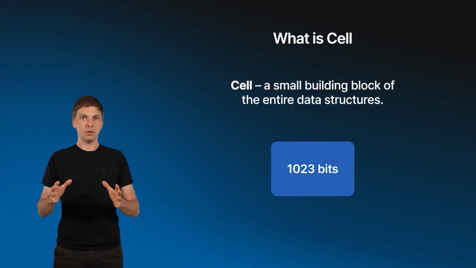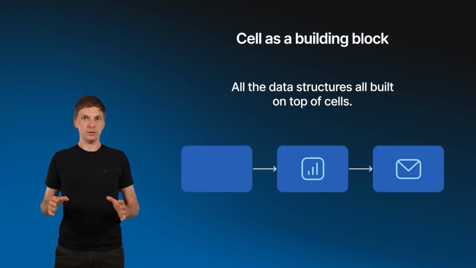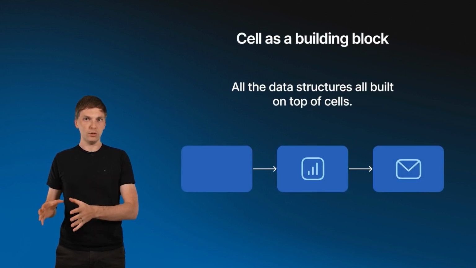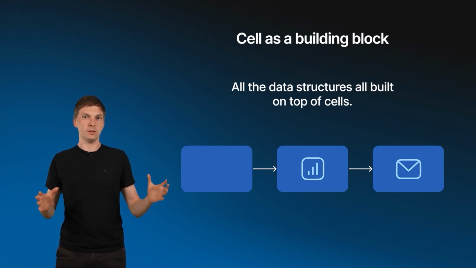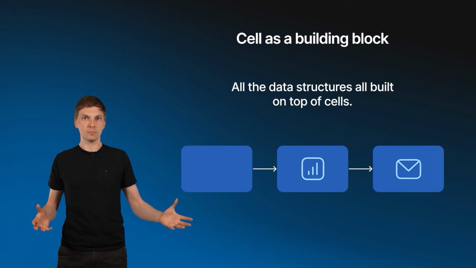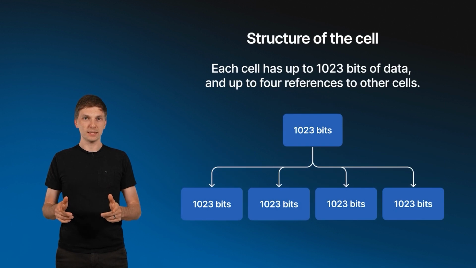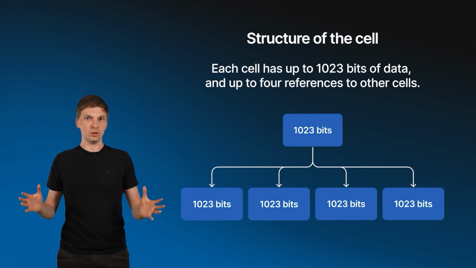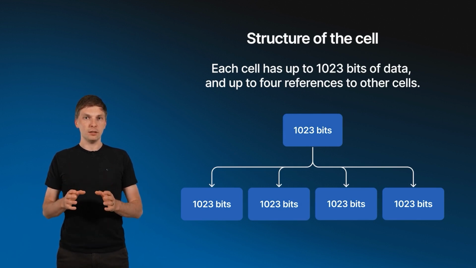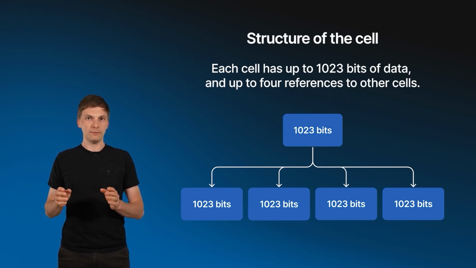The interesting thing about TON is that all the data structures in the entire blockchain, within your own smart contracts and in all the standard data structures in the consensus protocol, they're all built on top of cells. So what is a cell? Cell is a small building block of the entire data structures in the TON blockchain. Each cell has up to 1023 bits of data and up to 4 references to other cells. And this allows you to use cells to build arbitrarily complex and nested data structures.